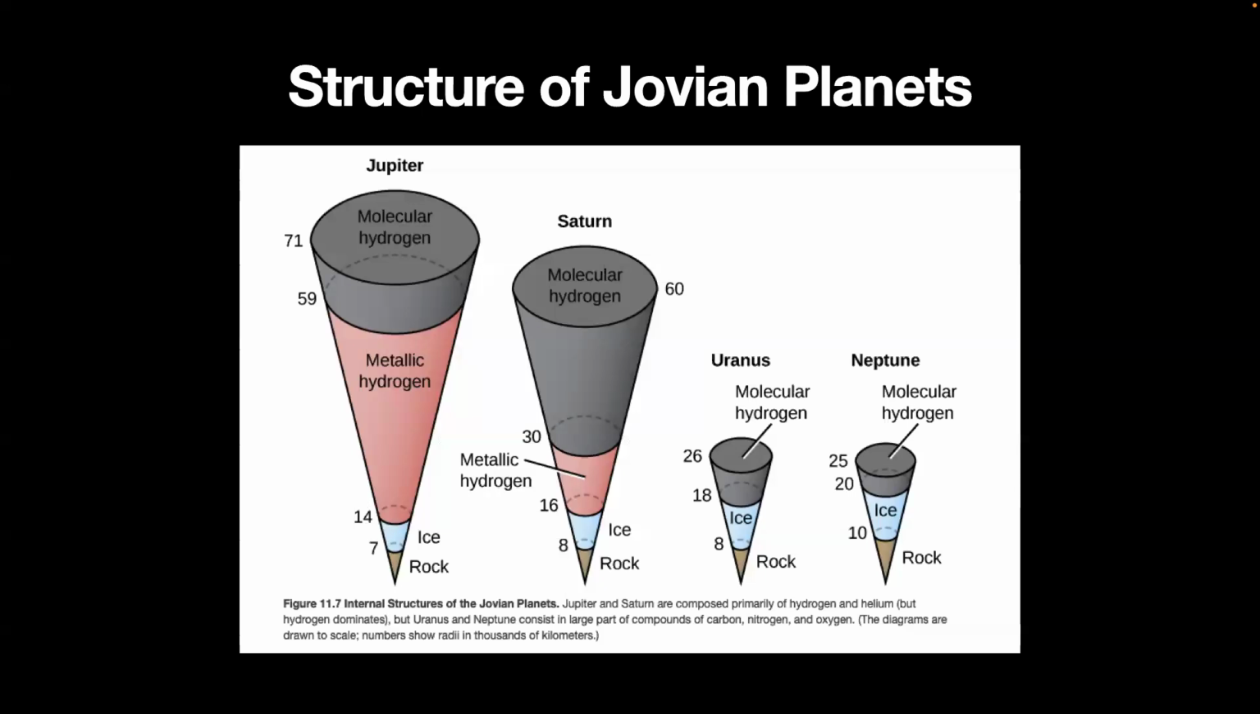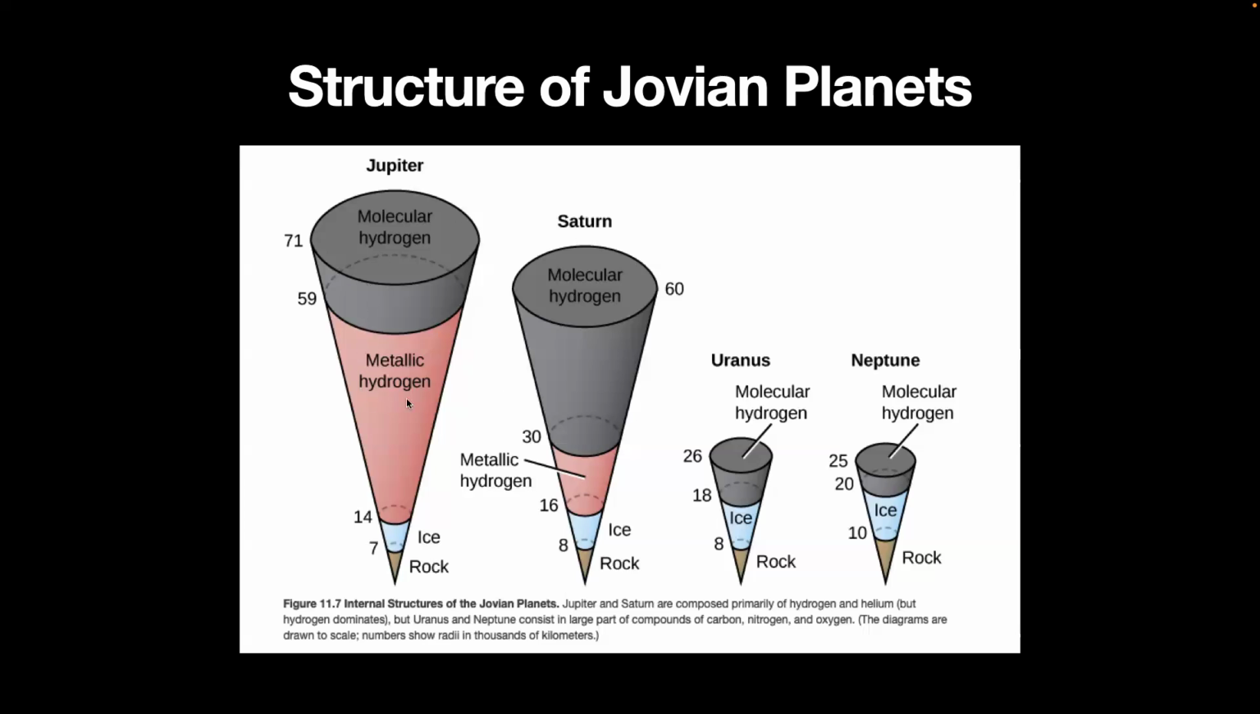All these planets have deep, thick atmospheres, but the structure of the gas giants, Jupiter and Saturn, and the ice giants, Uranus and Neptune, are quite different from each other. So this is figure 11.7 from your book. Jupiter and Saturn are really dominated by hydrogen. Not only molecular hydrogen gas, but they each have a metallic liquid hydrogen mantle before you get to a small core of rock and ice.